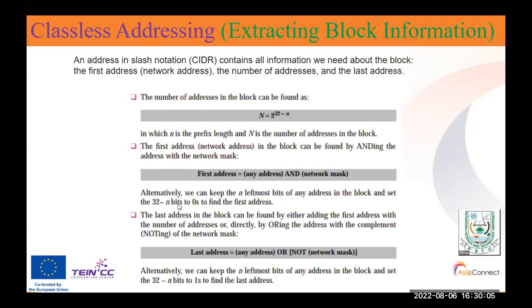And for calculating the last address of the block, the last address equals any address ORed with the complement of the network mask. Or we can keep the n leftmost bits of any address in the block and set 32 minus n bits to 1 to find the last address. This is simple. These are the three steps to extract the first address, number of addresses, and the last address from any IP address. Now we can do an example.